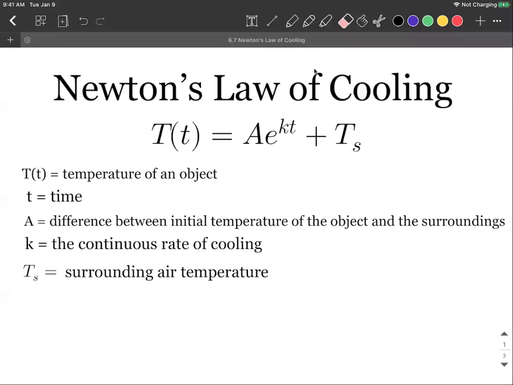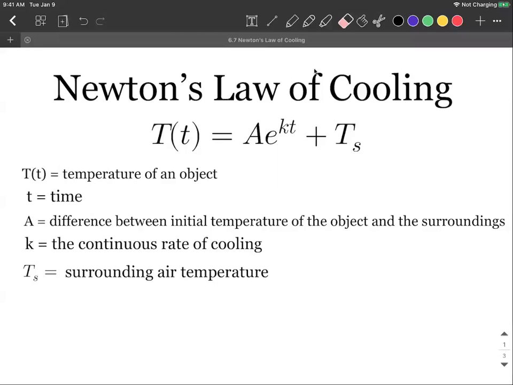Let's break it down. T(t) is telling us this is a function where little t is our variable that's getting plugged in. And what this represents is the temperature of some object over time, little t. Now, A is going to be some difference between the initial temperature of the object and the surroundings. So that's just going to be some constant. We'll find that along the way.